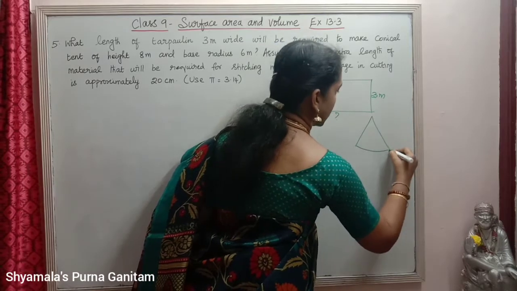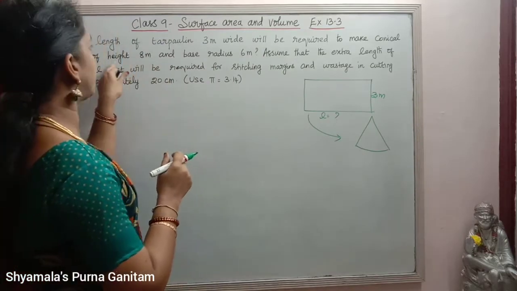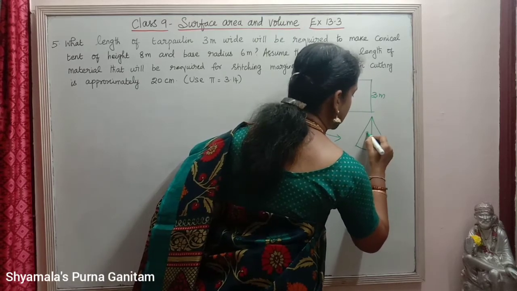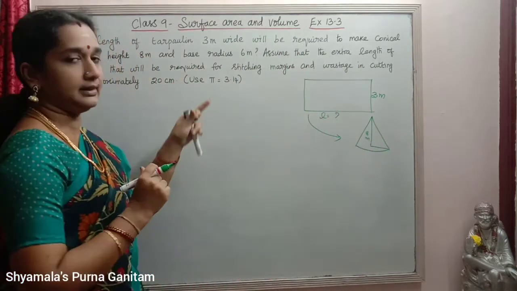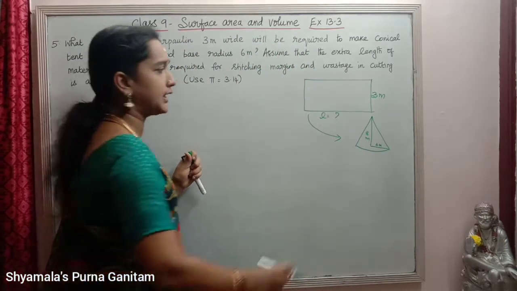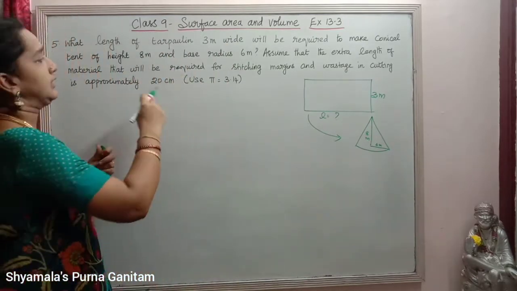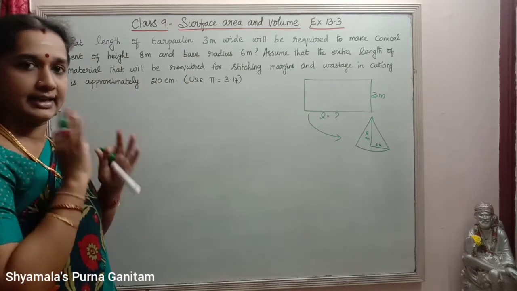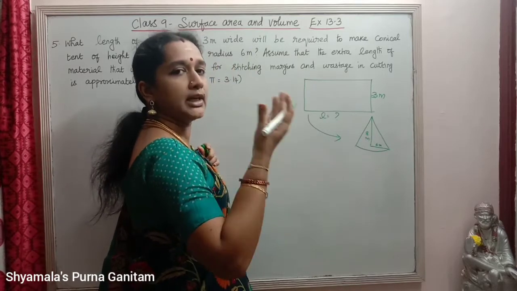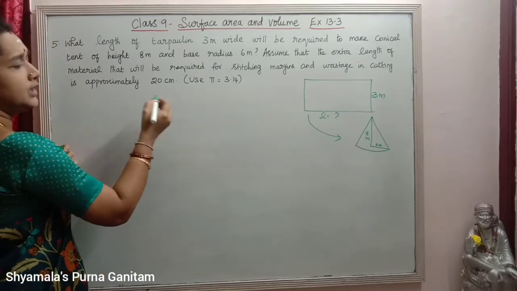The height of the tent is given as 8 meter, not centimeter, 8 meter, and the base radius is given as 6 meter. After that, they are adding 20 centimeter extra. That's all. So for making this tent, we need to know the curved surface area.